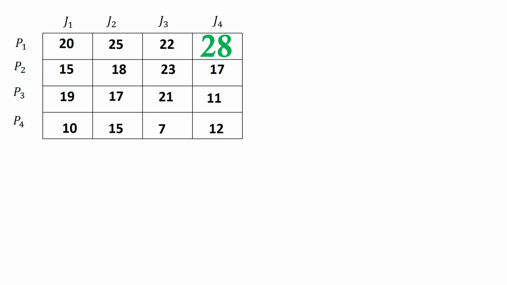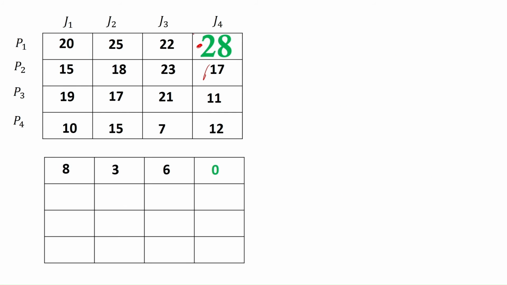So if you were to apply this, we have identified the maximum element in the entire matrix. Next step, we subtract from this 28 each and every element in the matrix. If you subtract 20 from 28, you get 8. If you subtract 25, you get 3. If you subtract 22 from 28, you get 6. If you subtract 28 from 28, you get 0. You have to do this for all the entries.